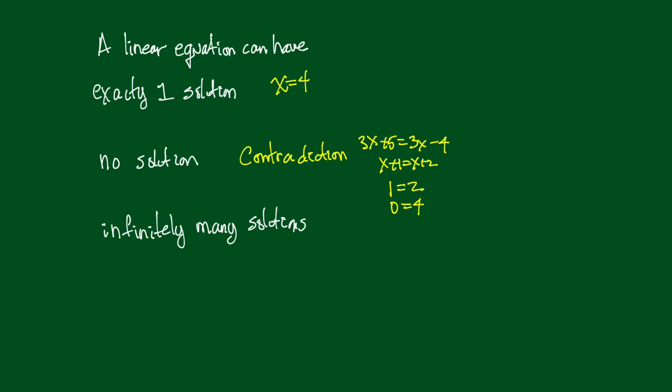Or you could have infinitely many solutions. Now, infinitely many solutions, there's a name for this. This is called an identity because the left side and the right side are identical. Now, you might have something that looks like this. You could have, say, 5x plus 2 equals 5x plus 2, as long as both sides are identical. And if you tried to solve this, you could get 2 equals 2, or you could even boil it down to 0 equals 0.